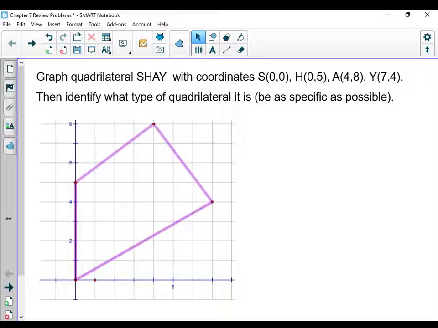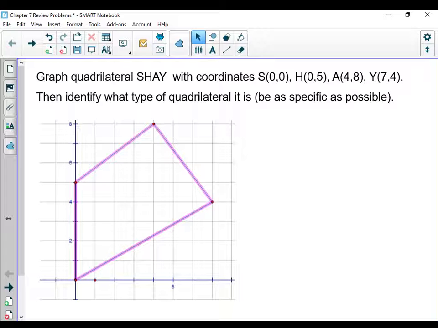So this first problem here, they ask you to graph that quadrilateral SHAY, and it gave you the coordinates. So I've already gone ahead and done the graph. If you had a problem like this on your test, the first thing you want to do is make sure that you graph it on graph paper, and you start from there. But I've already done the graph.